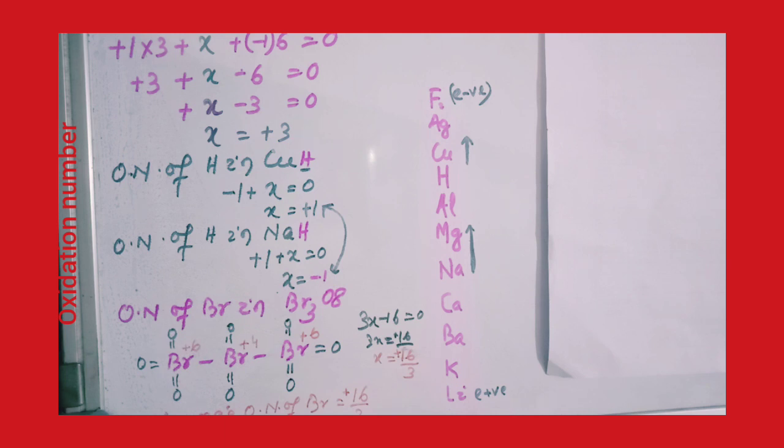In case of copper, the oxidation states are plus 1, plus 2. In case of iron, it is plus 2, plus 3. In case of Sc, it is plus 3 only. In case of zinc, it is plus 2 only because 4s2 electrons take part in bonding.